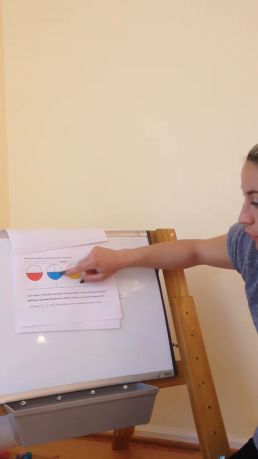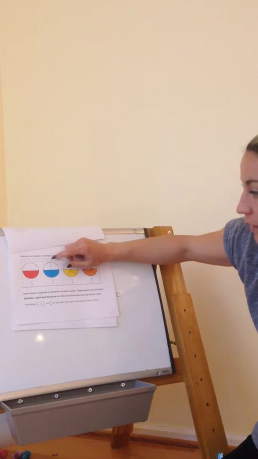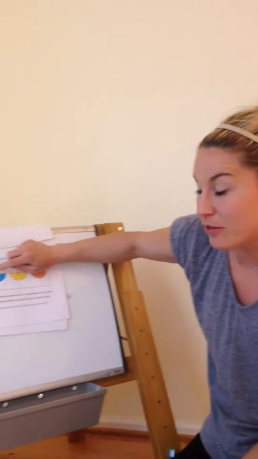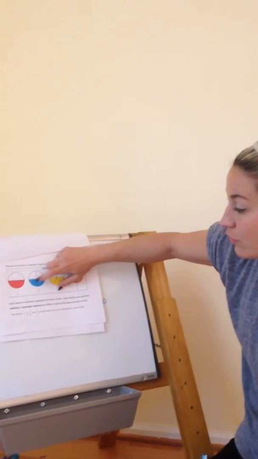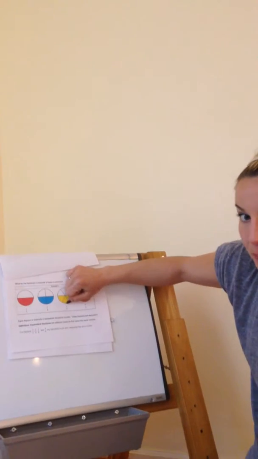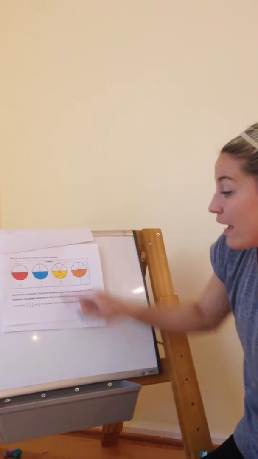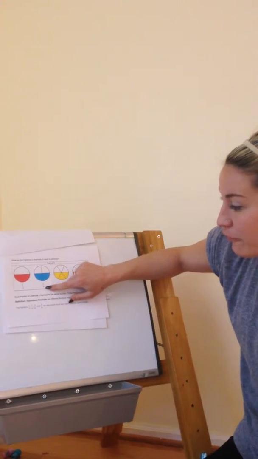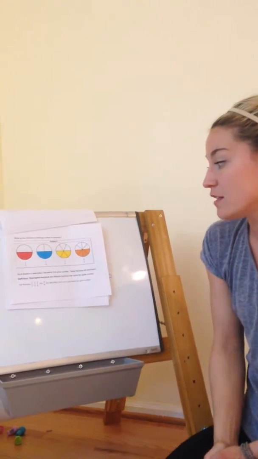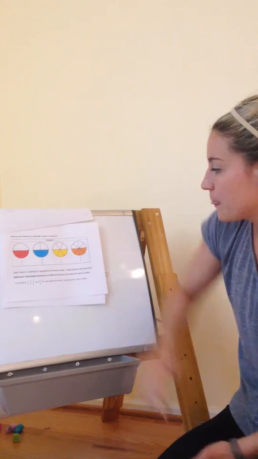If we go to the blue, how many pieces do we have? Let's count together. 1, 2, 3, 4. How many pieces are blue? 1, 2. So now we have 2 over 4. 2/4, which is equivalent to 1/2.